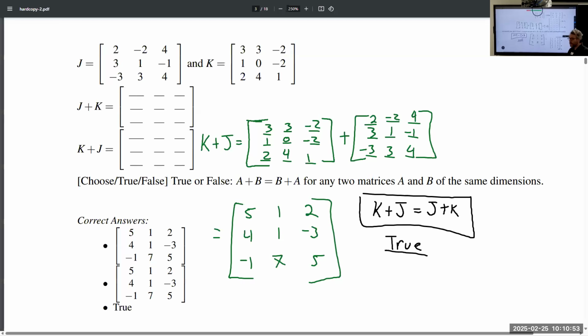So because it works entry to entry, it works like normal addition, and you can add numbers in either order and it works. So that's fine. The sad thing is it's not going to work for multiplication. The order will matter for our multiplication, but it doesn't for addition. So that's kind of nice.